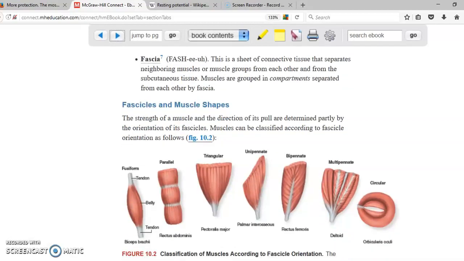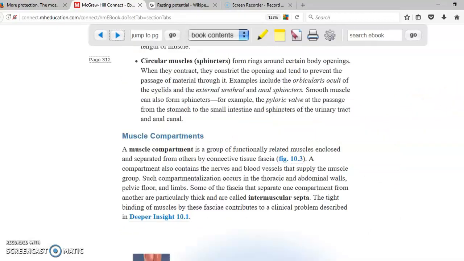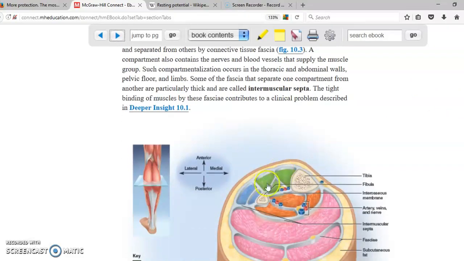Fascicles and muscle shapes. Obviously, if it's circular, it's orbicularis. If it's like a biceps, it's fusiform. Muscle compartments, this is basically to say that you have muscles in the front, muscles on the side, muscles on the back, muscles in the middle. So they call these muscle compartments.